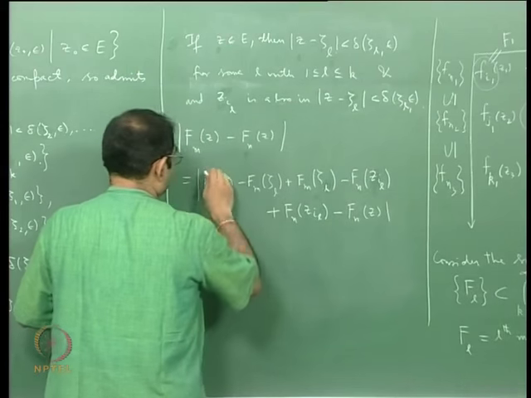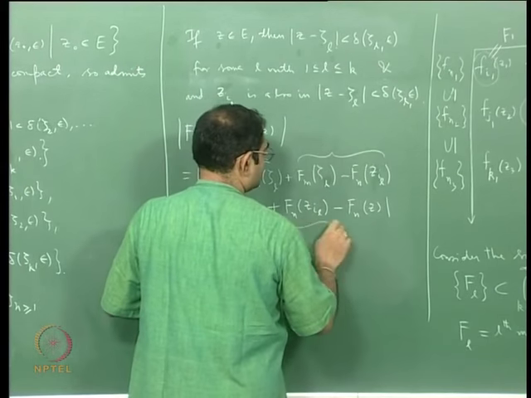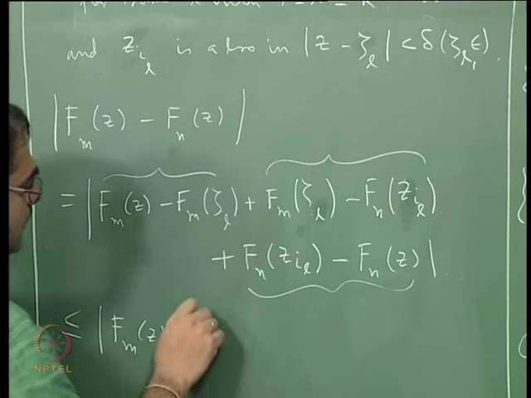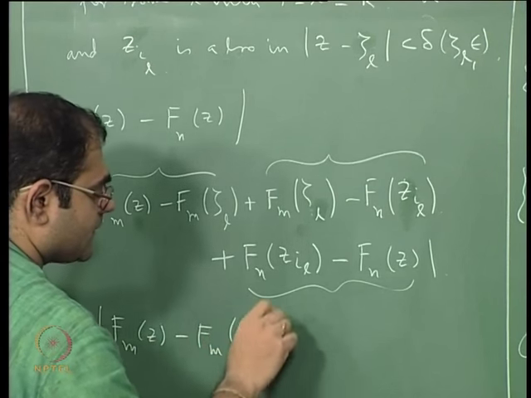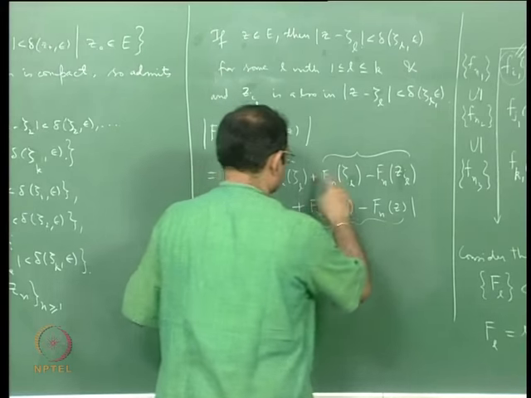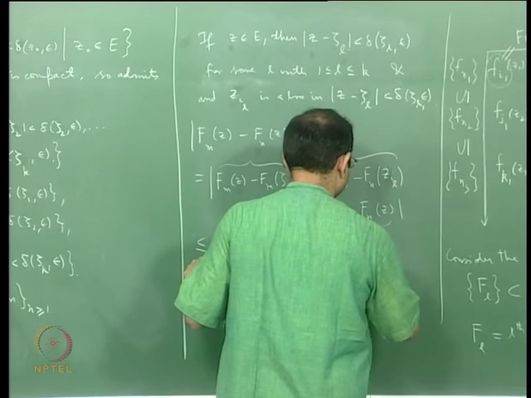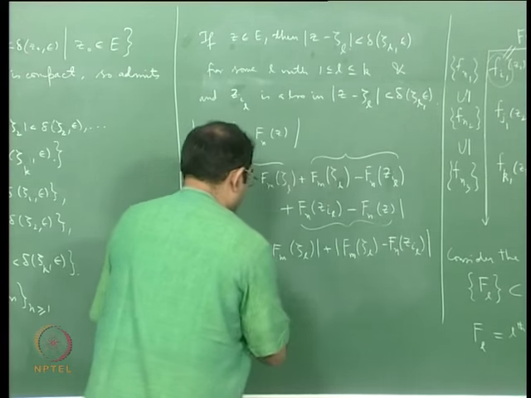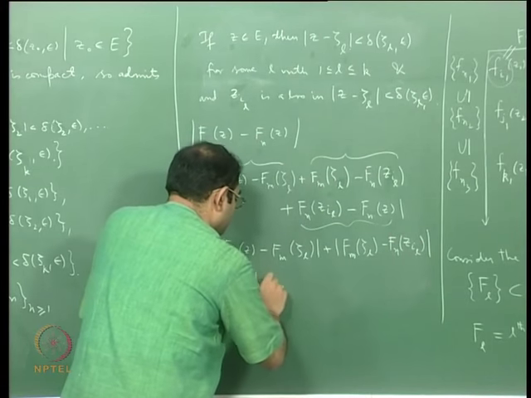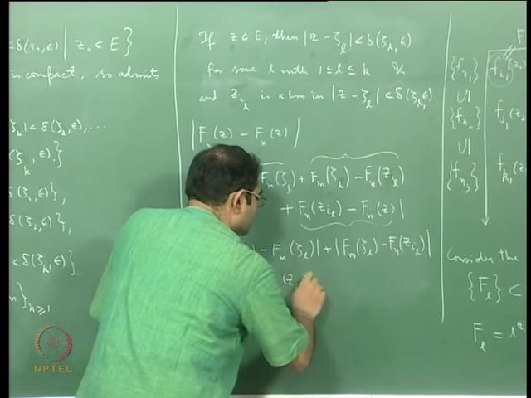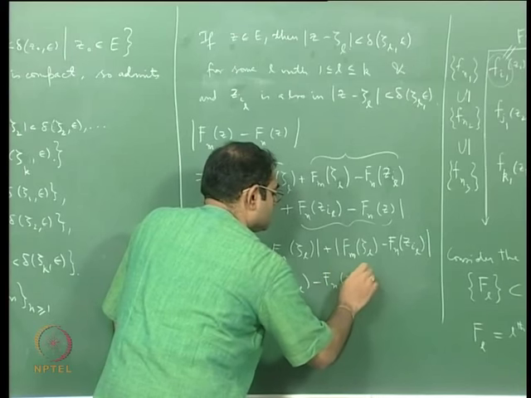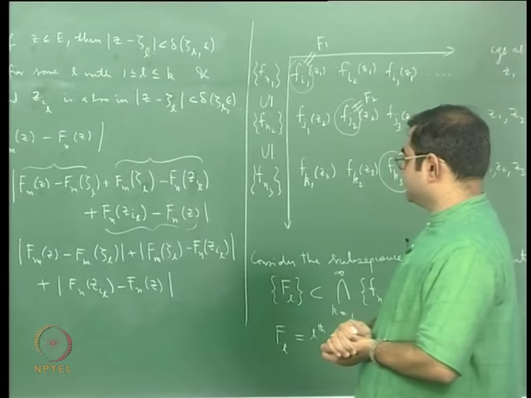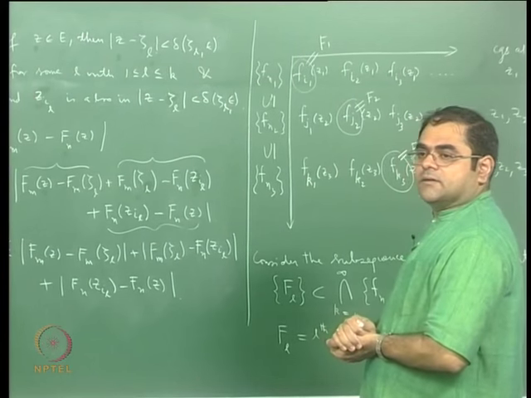Then I use the triangle inequality to group these, to get modulus of f_m of z minus f_m of zeta_l, plus modulus of f_m of zeta_l minus f_n of xi_l, plus modulus of f_n of xi_l minus f_n of z. Okay, I use this. Alright.